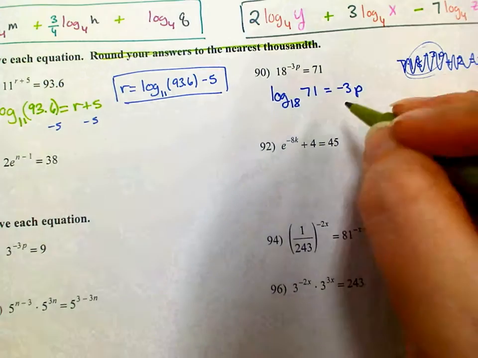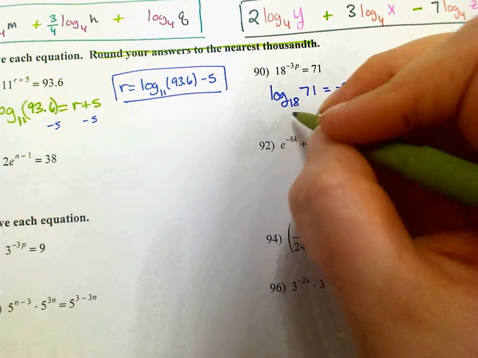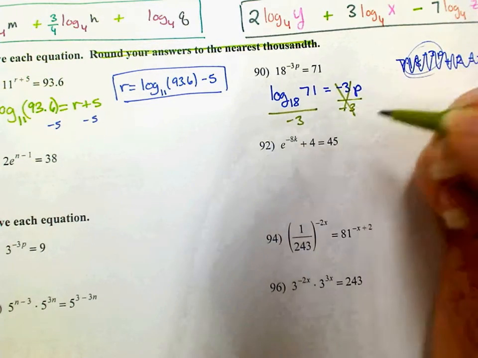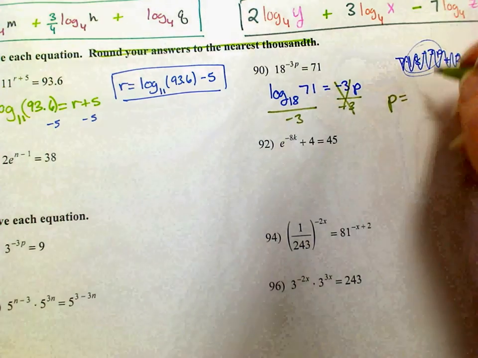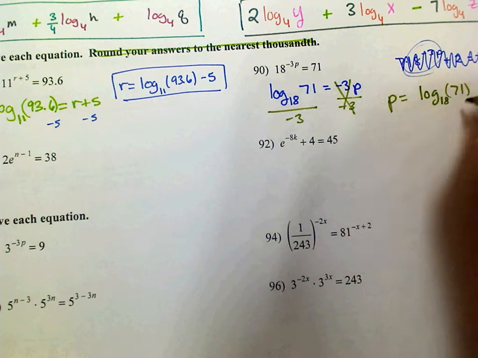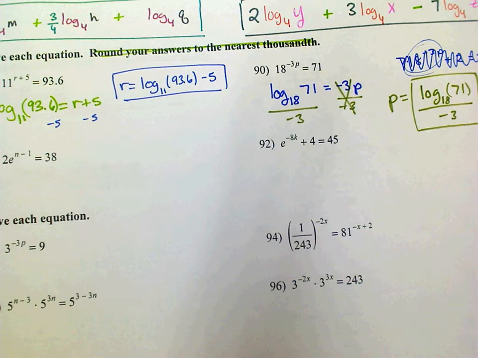I need to solve for p, so divide by negative 3. You're not dividing 71 by negative 3. You're dividing this whole expression by negative 3. Okay? So p equals, and you can say negative 1/3 times that, but if you just want to write it like that, that's fine. Divided by negative 3. Alright.